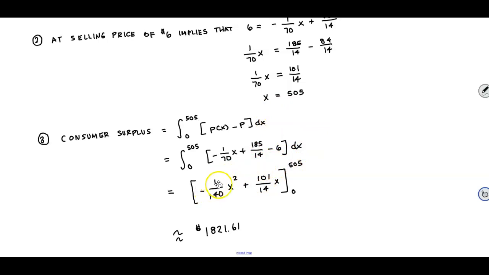So we get negative 1 over 140x squared plus 101 over 14x with a lower limit of 0 and upper limit of 505. Plugging in 505 into that function, we get approximately $1,821.61.